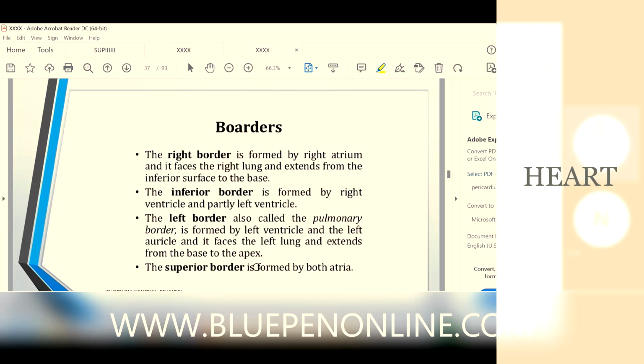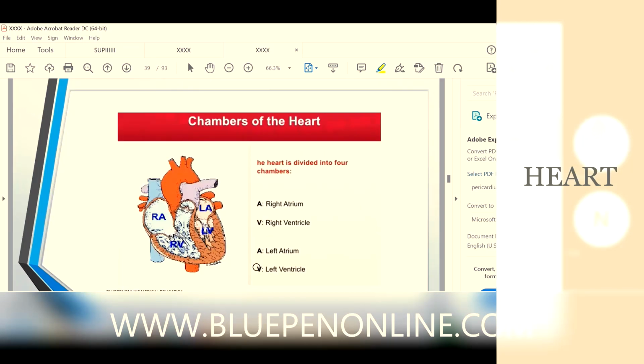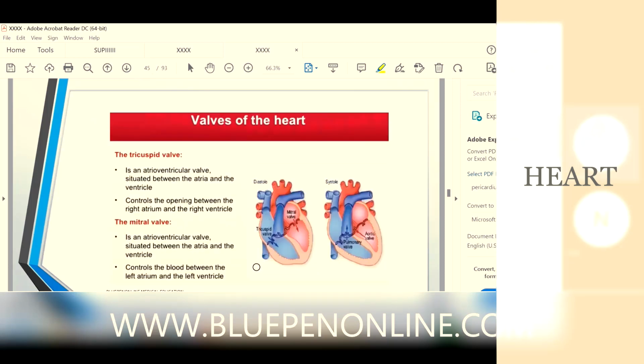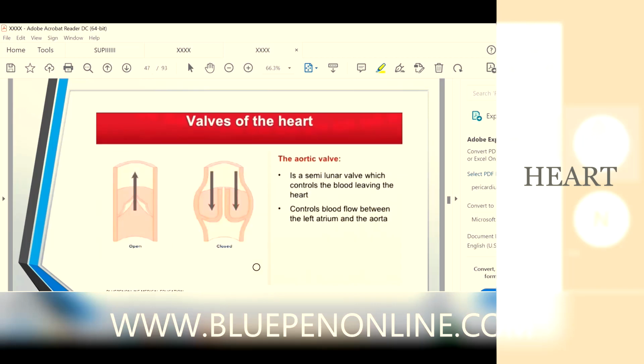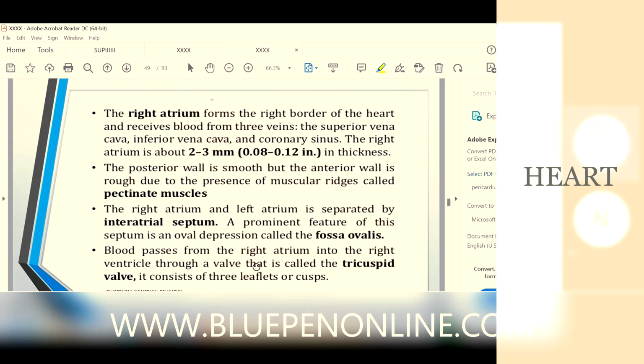And superior border, which is formed by the atria. Okay. So these are the basic things. I'm not going into the basic things of physiology. Actually, it is how it is working and all. So first we will go to the right atrium. That is more important. So which is forming the right border of the heart.